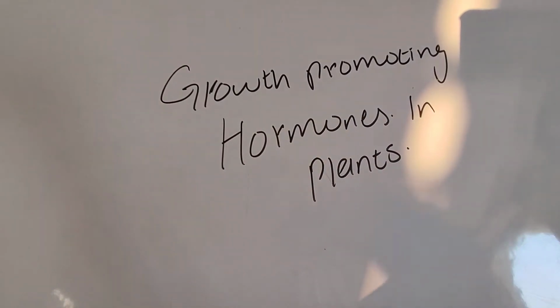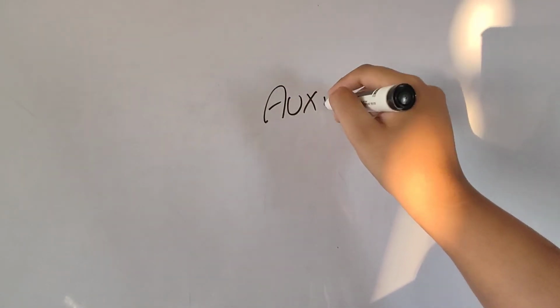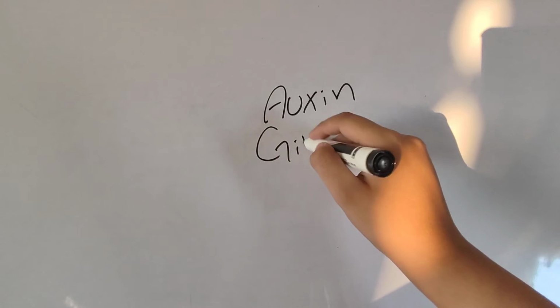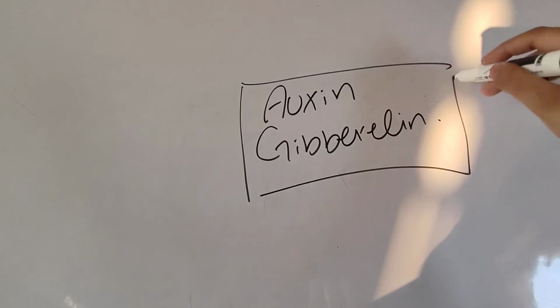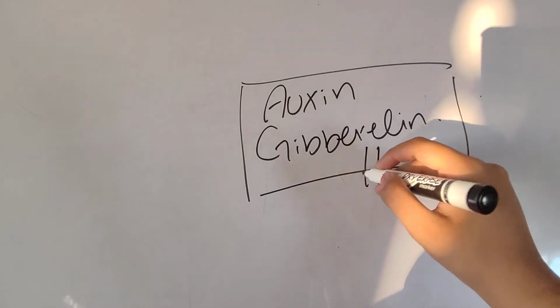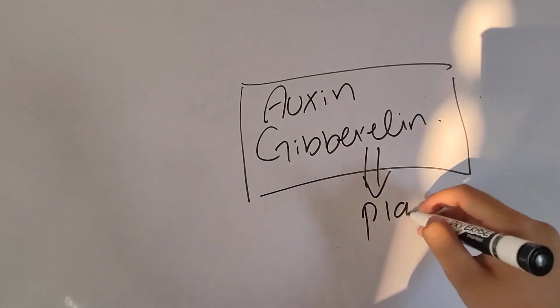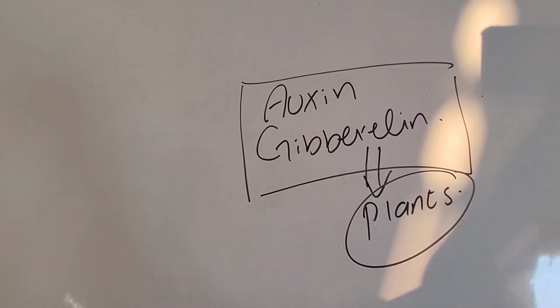So let's talk about them. What are we going to study? The two factors. The first one is auxin and the second one is gibberellin. These two growth promoting factors, growth promoting hormones, mainly in plants, work well. Let's study each of them in detail.